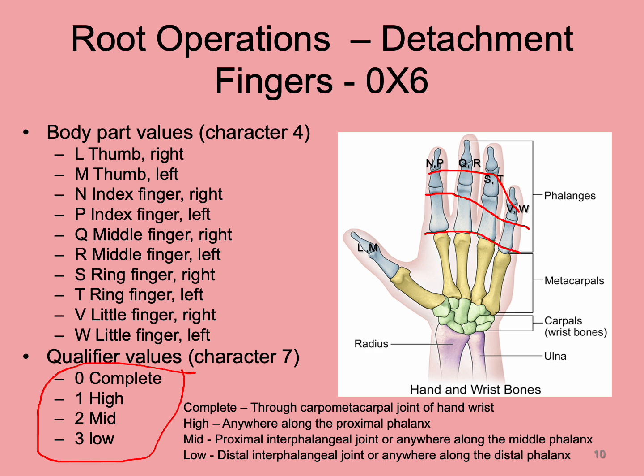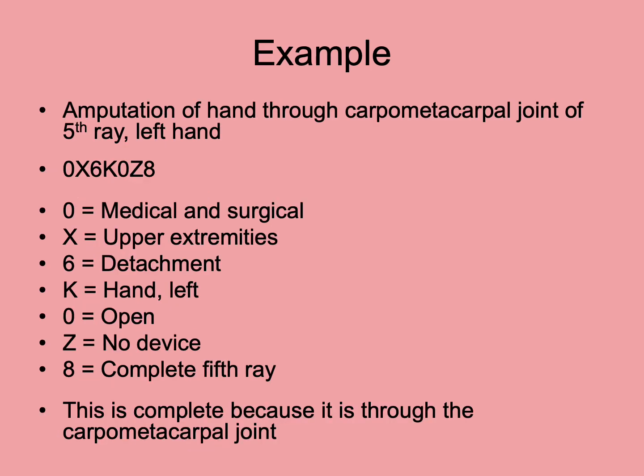So these, the phalanxes, are here in blue, so you have low, high, mid, low. This is the only one that's tricky, but it's actually kind of self-evident, right? High is the furthest away, the tip. So let's look at an example.